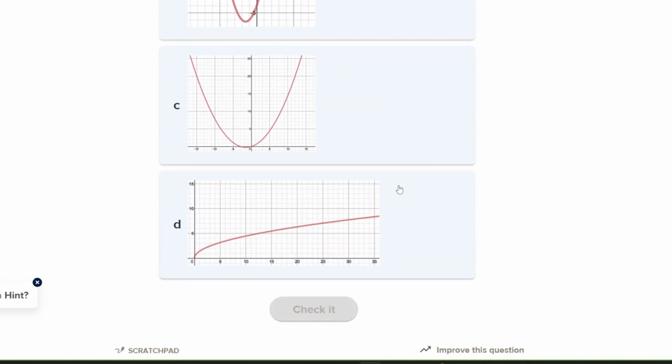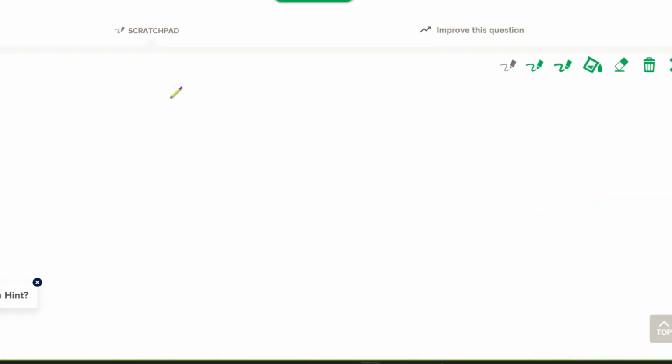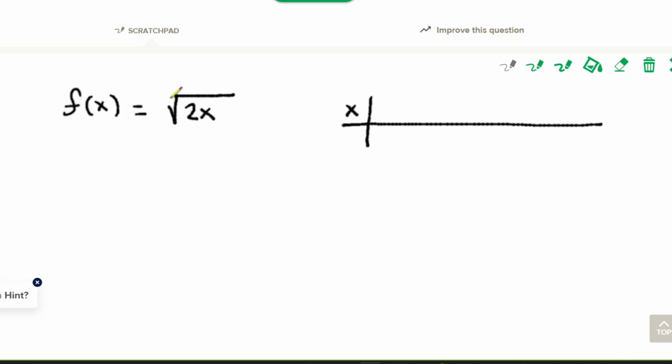So once again, let me go to my scratch pad here, and we'll make a table of pairs. Here is the rule. The function's called f again. The input is called x. And then on the other side is how we calculate the output, the square root of 2 times x. Once again, I'm going to make a little chart here: input x, and then output f of x. And again, f of x can be called y if you want. You can replace the f of x with y, and this would be exactly the same equation: y equals the square root of 2x.